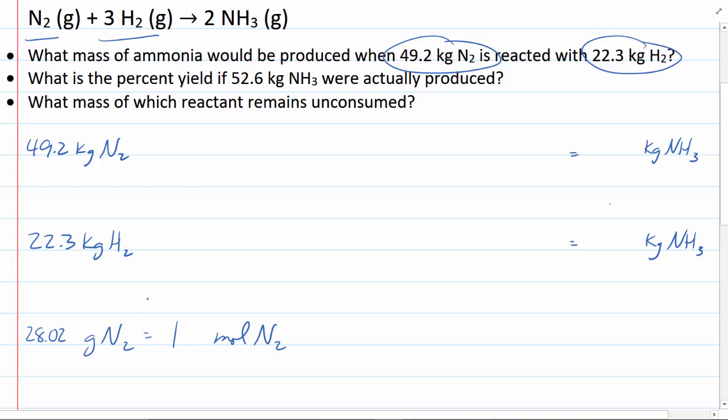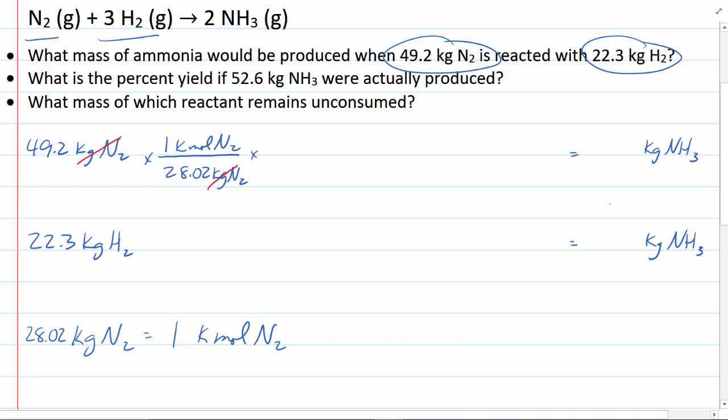of N2. But now, since we're provided units of kilograms, we should be able to say that there's 28.02 kilograms for every 1 kilomole of N2. At this point, we can set it up as a conversion, placing the 28.02 kilograms of N2 in the denominator, the 1 kilomole of N2 in the numerator. This enables the kilograms of N2 to cancel out.